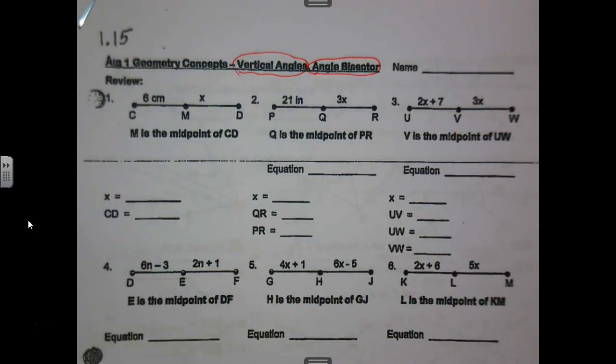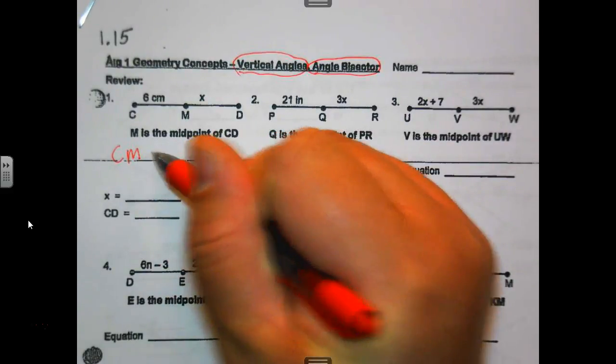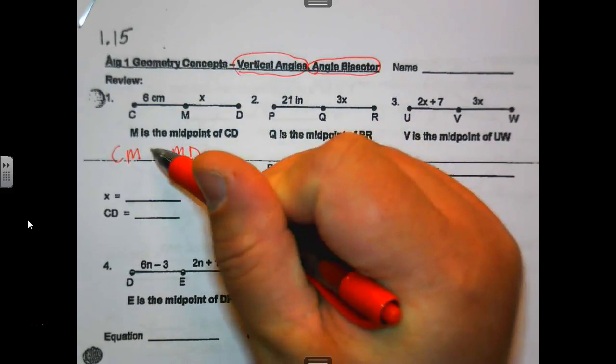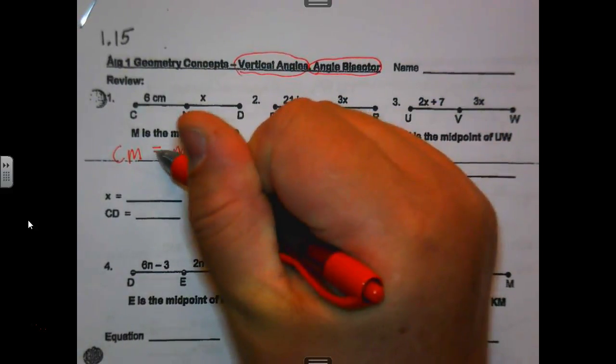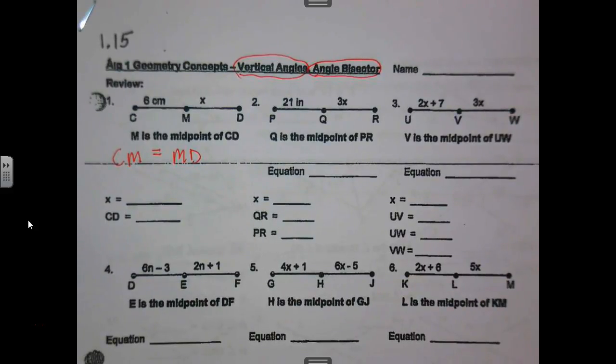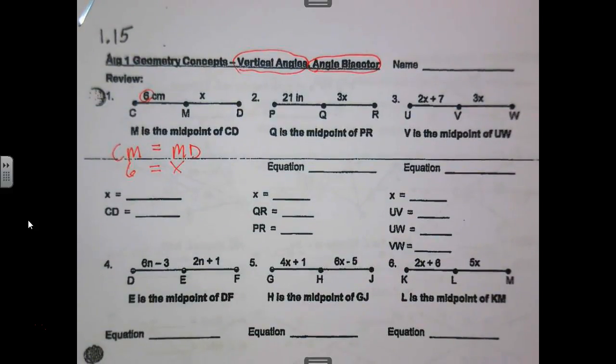Number one is just some review of what we did yesterday. If I have a midpoint, what do I know about the distances of the little lines that it makes? In other words, what's the relationship between the distance from C to M and M to D? If it's a midpoint, they're going to be equal. CM is 6 centimeters, so X is 6.